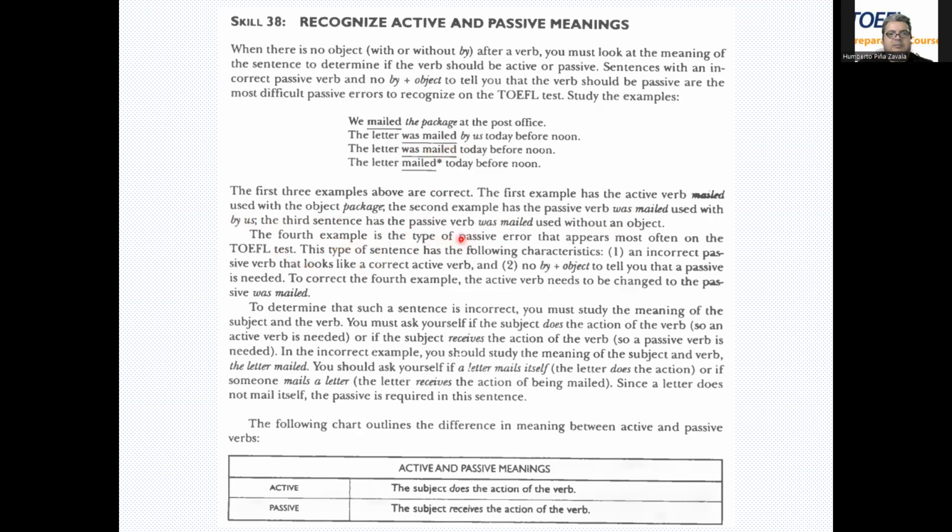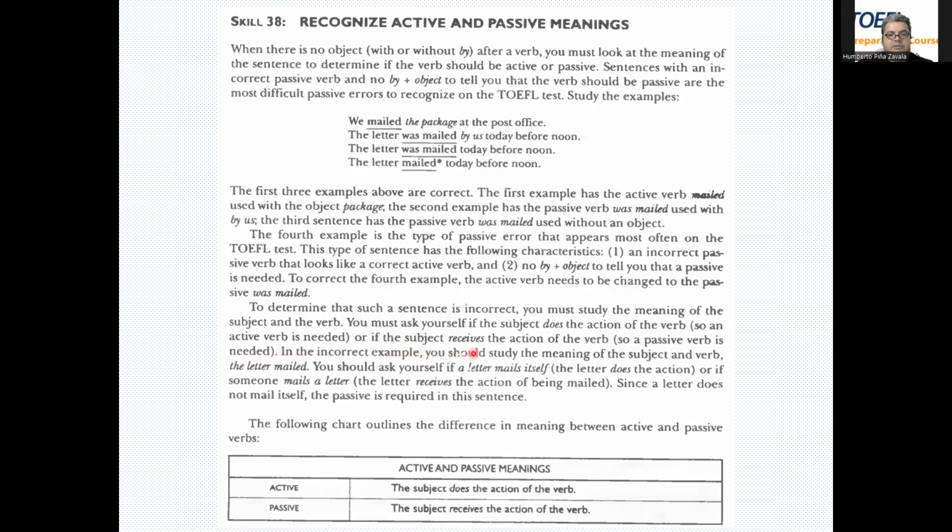The fourth example is the type of passive error that appears most often in tests. This type of sentence has the following characteristics. One, an incorrect passive verb that looks like a correct active verb. And two, no by plus object to tell you that a passive is needed. To correct the fourth example, the active verb needs to be changed to the passive was mailed. To determine that such a sentence is incorrect, you must study the meaning of the subject and the verb. You must ask yourself if the subject does the action of the verb, so an active verb is needed, or if the subject receives the action of the verb, so a passive verb is needed.